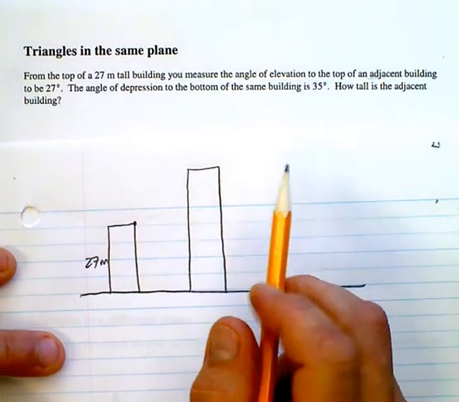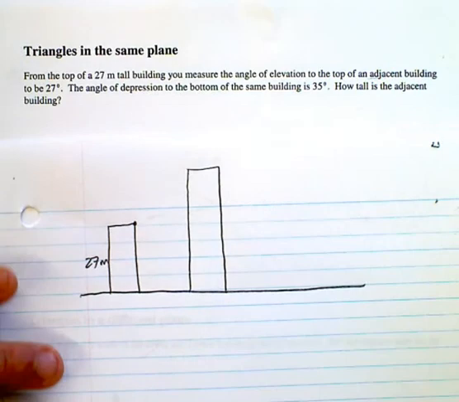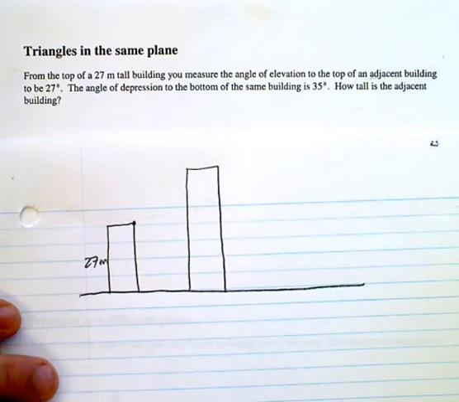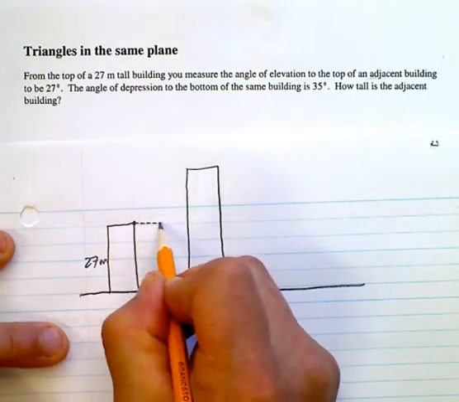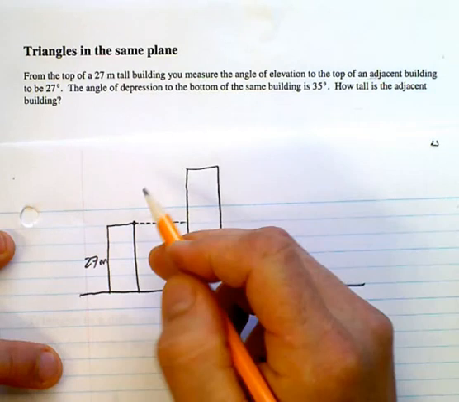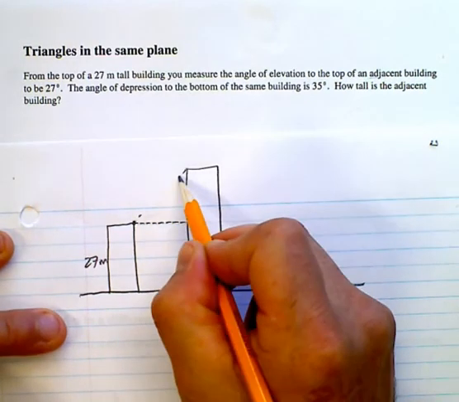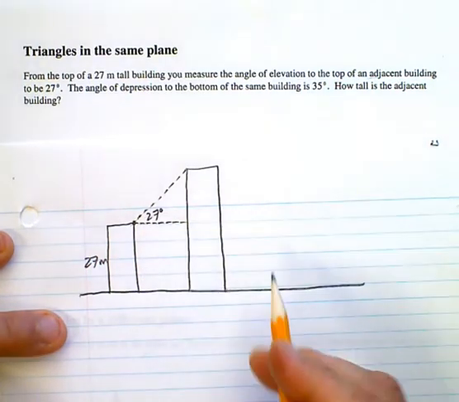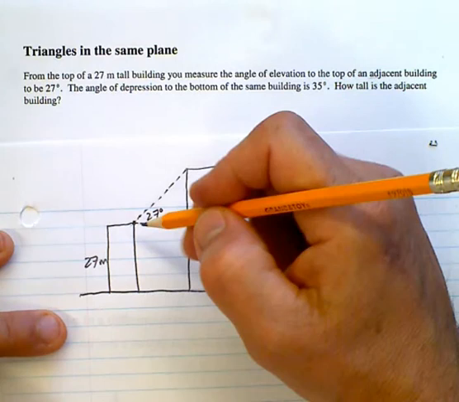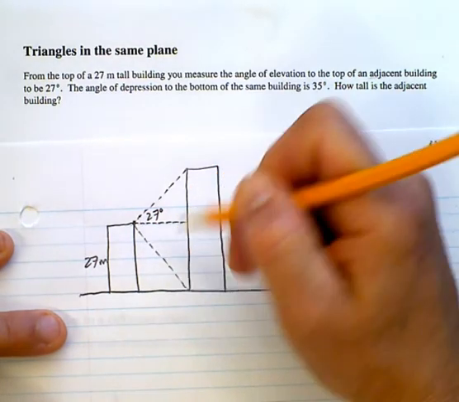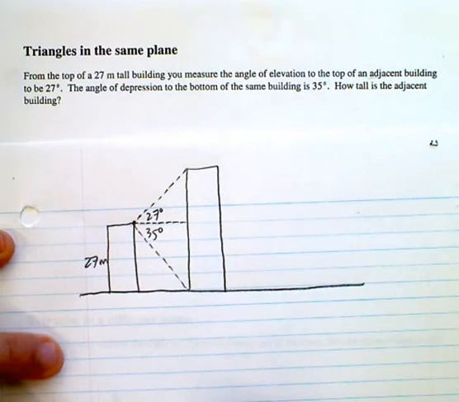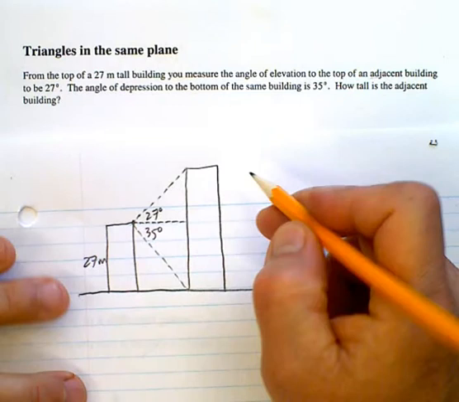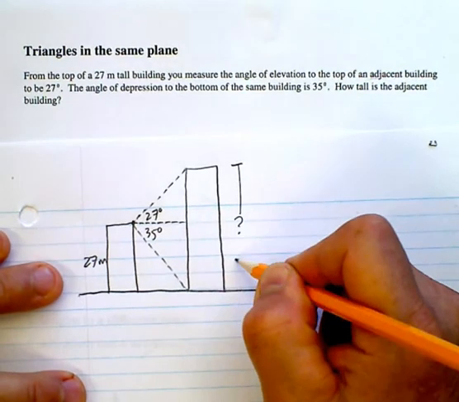The angle of elevation to the top. If you're looking for angle of elevation, first of all, you need a horizon, this horizontal line. So let's draw a horizontal line to the adjacent building. Now it says that the angle of elevation to the top of that building is 27 degrees. And the angle of depression to the bottom of the same building is 35 degrees. So how tall is the adjacent building? You're looking for this height right here.